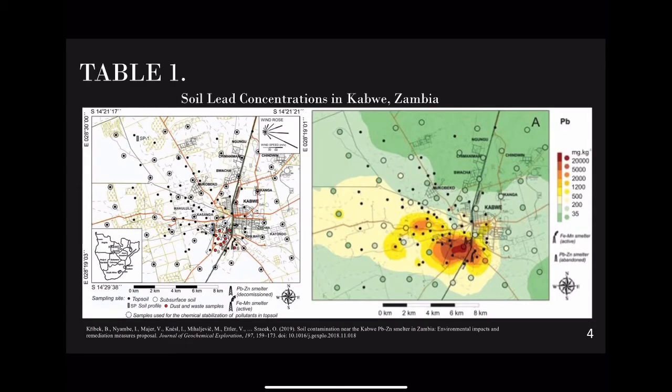Table 1. This first graph shows us the lead concentration in both the topsoil and subsurface soil in Kabwe. This graph shows us that the lead levels are higher in the soil closer to the smelter, where if you look on the graph on the right, the smelter is right over here, and the places closest to it with the highest levels of lead concentration are represented as this darker red area, and the lead levels decrease the further away you get from the smelter, which is represented by these green levels over here.